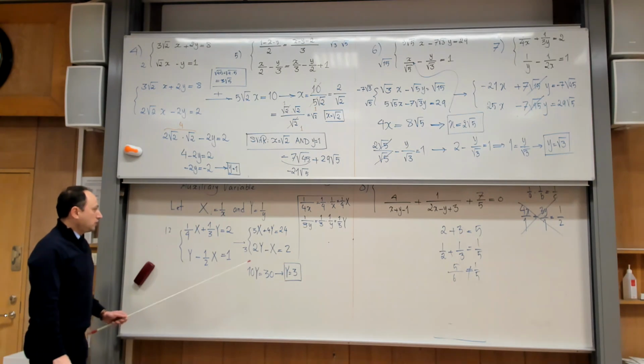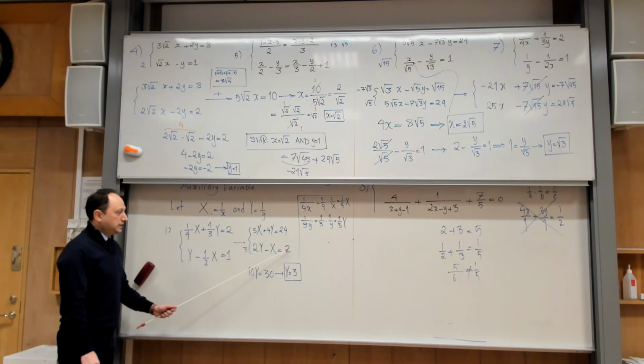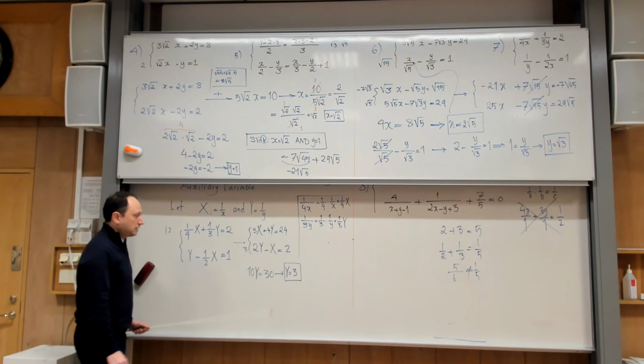What I do now, I put it back in one of these equations, which is simpler. 2 times capital Y is 6. I move it there, it becomes minus 4. So capital X is 4.